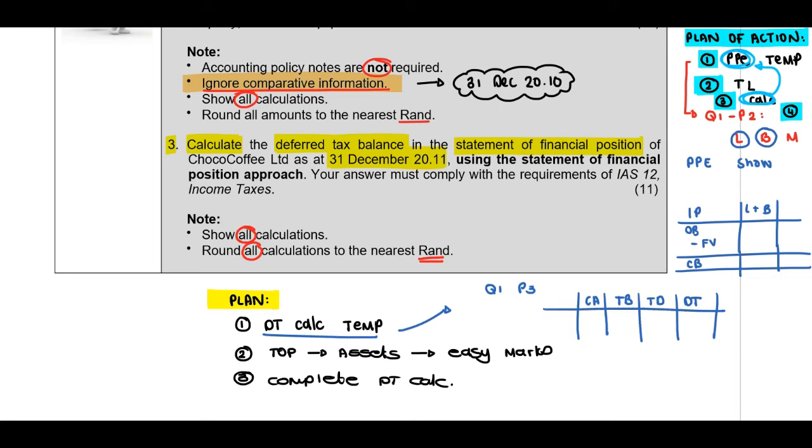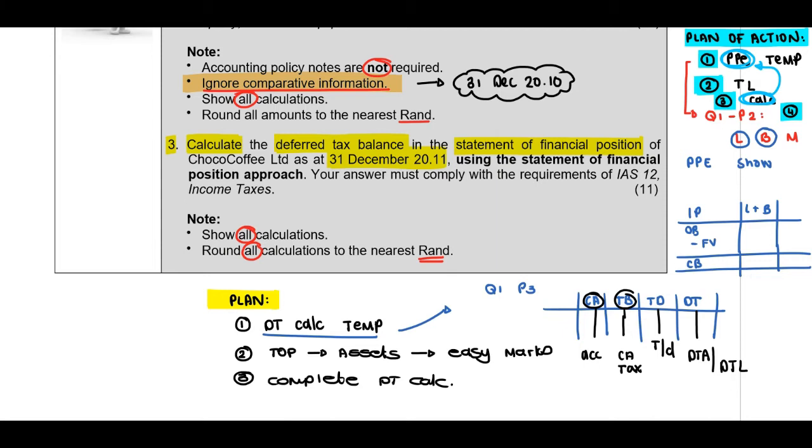Quickly recap. What is your carrying amount? This is in terms of your accounting rules. Tax base is your carrying amount for tax purposes. Temporary difference can either be a taxable or a deductible temporary difference. Deferred tax can be a deferred tax asset or a deferred tax liability. This is all included in that YouTube video that I have mentioned a few times.